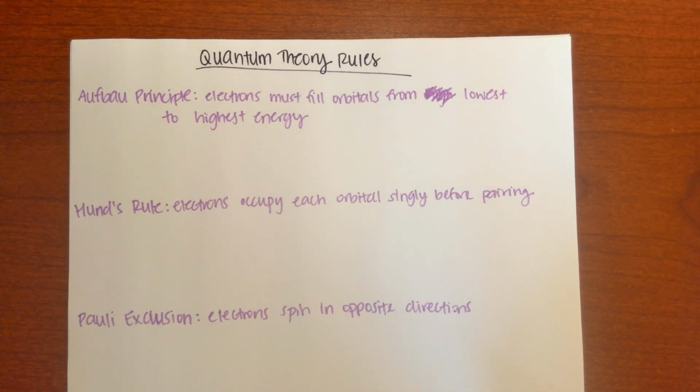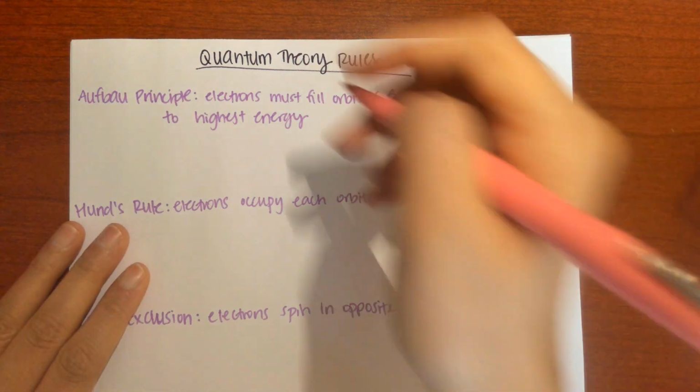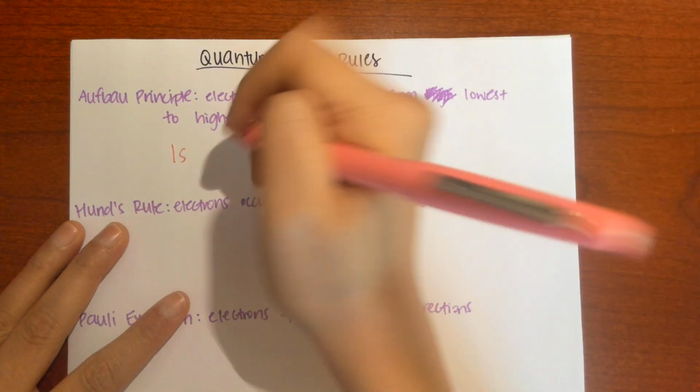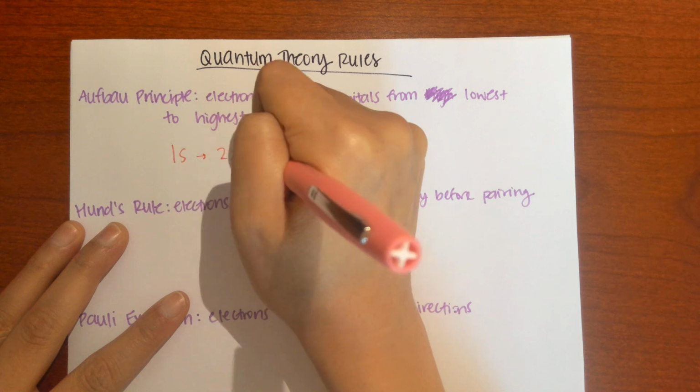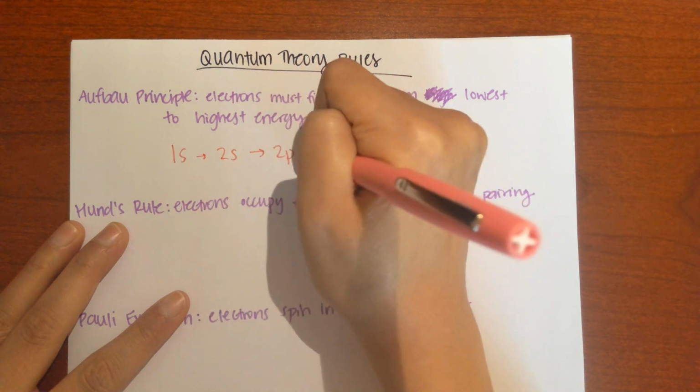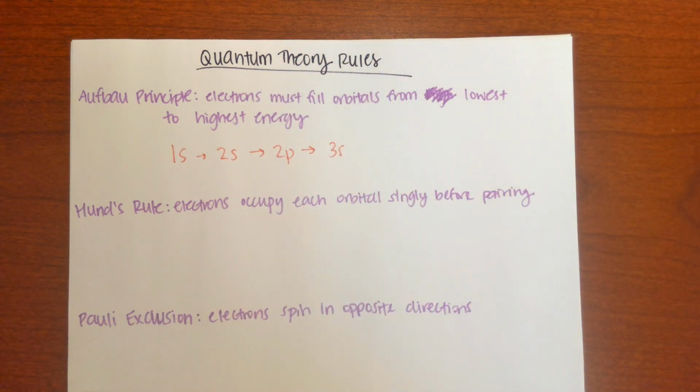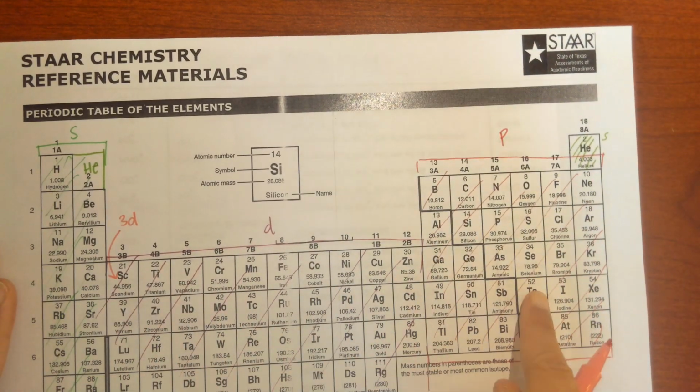So the first rule is the Aufbau principle. Basically it means electrons must fill orbitals from lowest to highest energy. So this is the textbook definition. In other words, if you think about a simpler definition, that means 1s is before 2s, which is before 2p, 3s, etc. So essentially, when you're writing electron configurations, it's got to be in order.